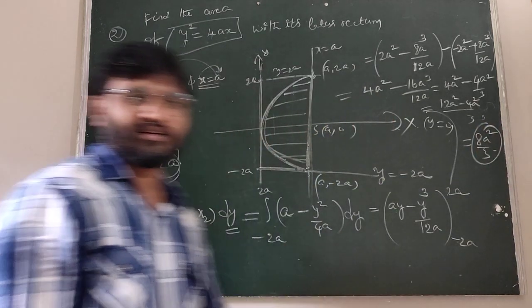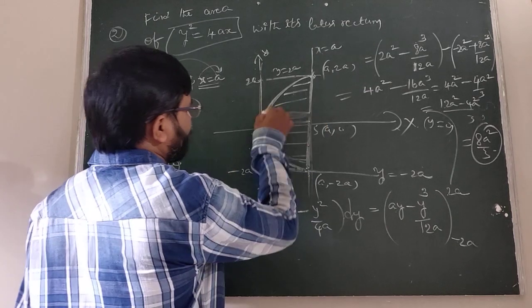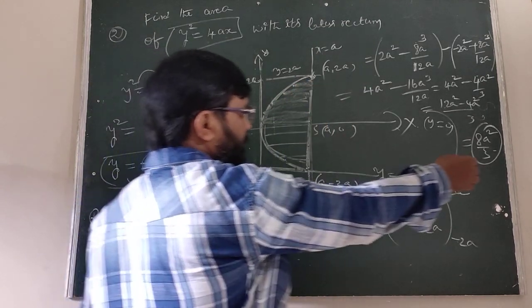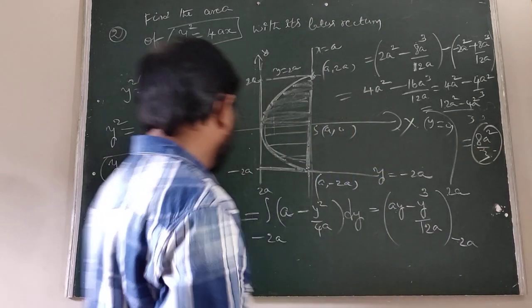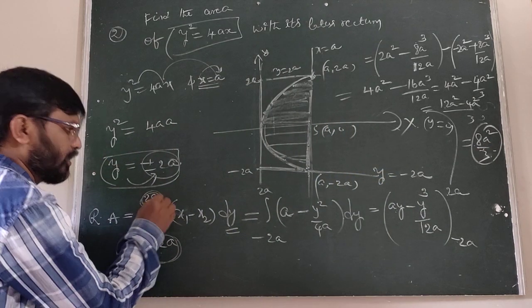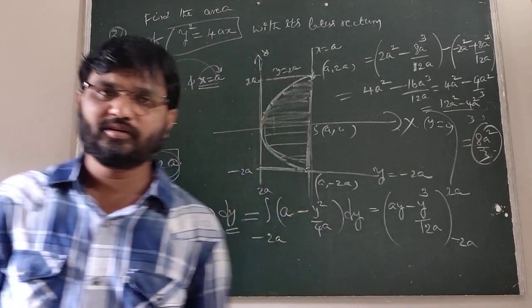This is the answer. Already we found this when we took the limits 0 to a: 8a squared by 3. This is another method. When we take the boundaries of y, we get the same result, 8a squared by 3.